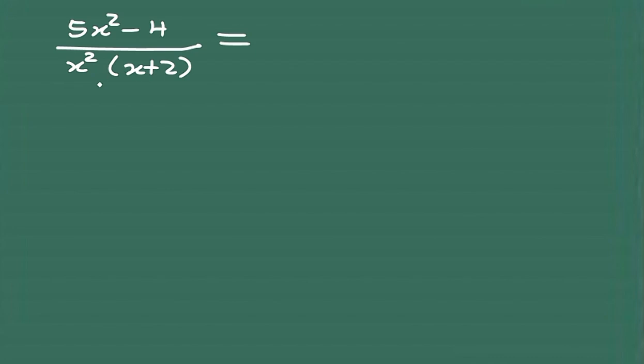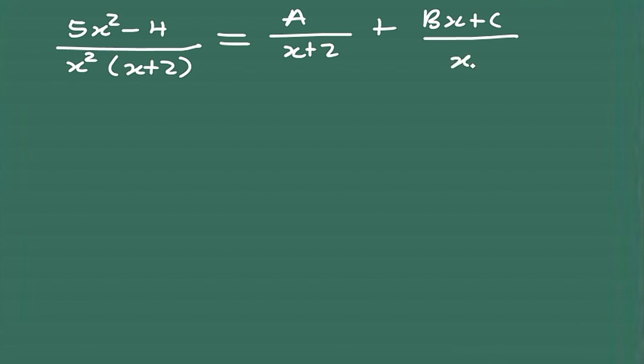Let's take 5x squared minus 4 all divided by x squared times x plus 2. Now let's decompose this expression. First we need to know which of them is the linear factor and the quadratic factor. x squared is the quadratic factor and this is the linear factor. So we are going to say that this is a all over x plus 2 plus bx plus c all divided by x squared.